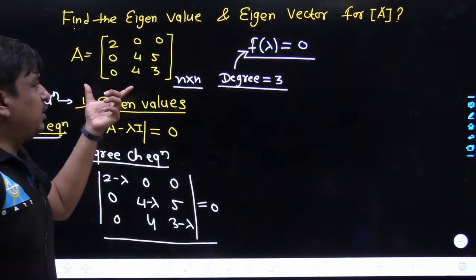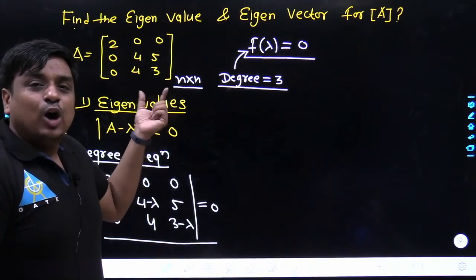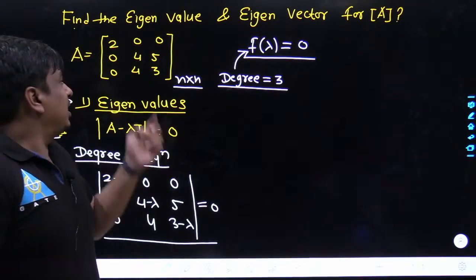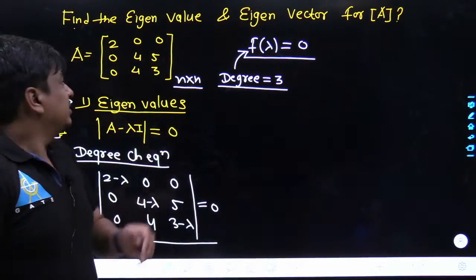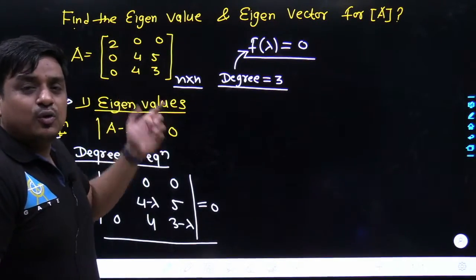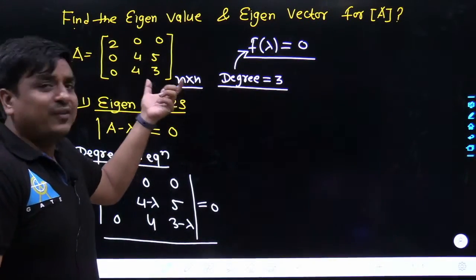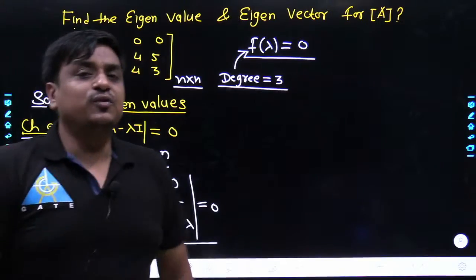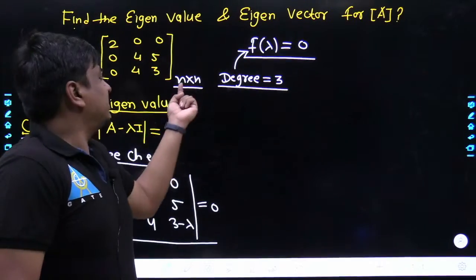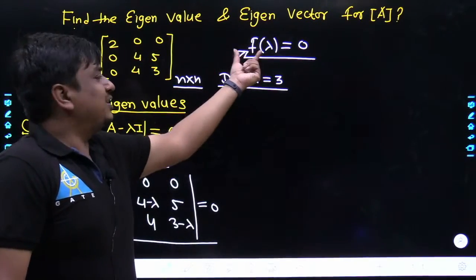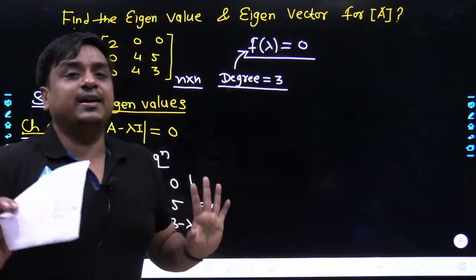What does it mean? If you have a 2 cross 2 matrix and want its eigenvalues, how many will you have? 2. For a 3 cross 3 matrix? 3. For a 4 cross 4 matrix? 4. And for a matrix of order n cross n, you will find n eigenvalues. Because the degree is decided by the order, and the degree of this polynomial is the same as the order of the matrix. Hence, in future you should have a clear-cut idea about it.